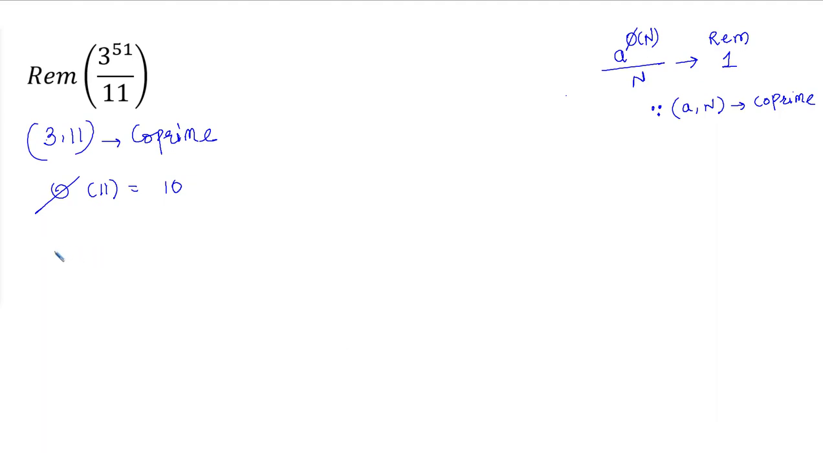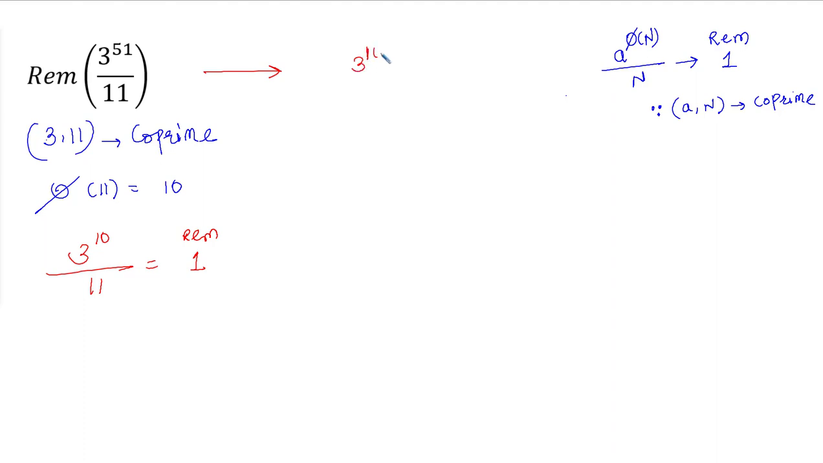Okay, so from this we can see that 3 to the power 10 divided by 11, the remainder is how much? The remainder is equal to 1. This is called as Fermat's theorem. Okay, you can call it as Fermat's theorem also, in case of prime number. So now over here this question becomes what?